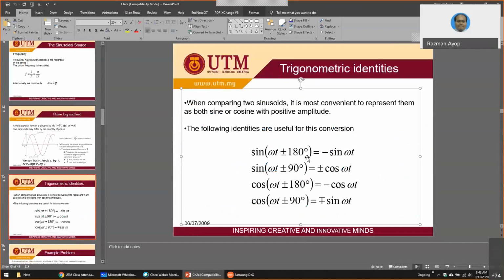For the other one, it is rarely used. If plus or minus 180 degrees, you just put a negative. And for cos, plus or minus is basically the same thing. If you have 180 degrees, you just put a negative for cos and sin.